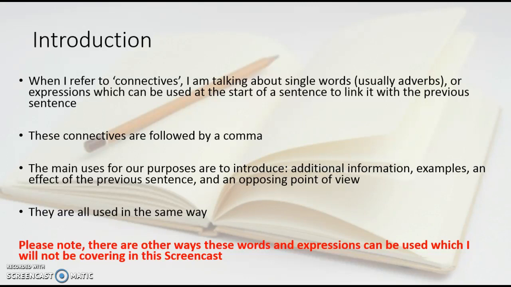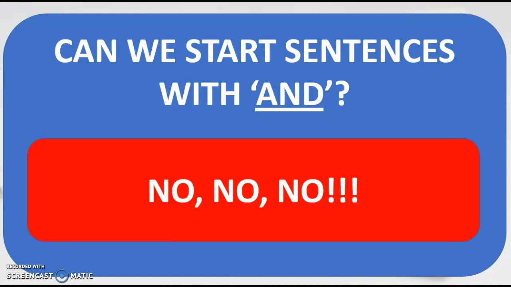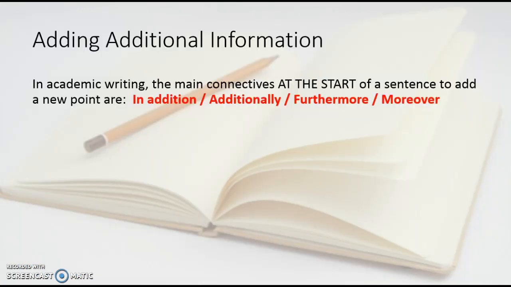What I'm talking about is using connectives at the start of a sentence, which help to improve the structure of our academic writing. So, to start with, for an additional idea, can we use "and" at the beginning of a sentence? Well, if we're on Facebook, if we're on Instagram, if we're sending a text message, then sure, go for it. But in academic writing, we'd prefer not to see that, so the answer is a definite no. We want to see more academic words and more sophisticated language being used.